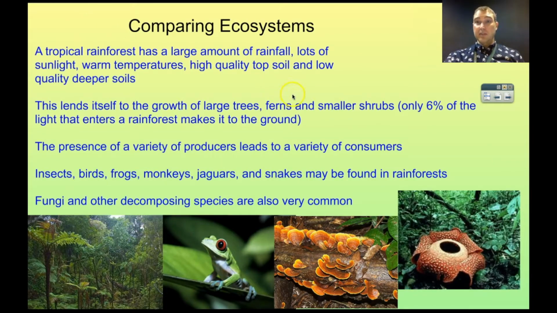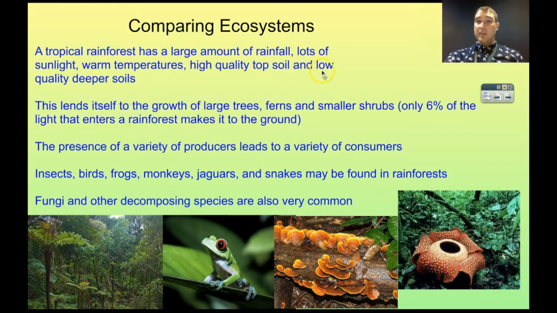So let's compare a couple of ecosystems. Let's talk about a rainforest. So a tropical rainforest has a large amount of rainfall, lots of sunlight, warm temperatures all year round, high quality topsoil but low quality deeper soils. The reason for this is you get a lot of vegetation falling onto the top of the soil, and that breaks down and that produces high quality topsoil.